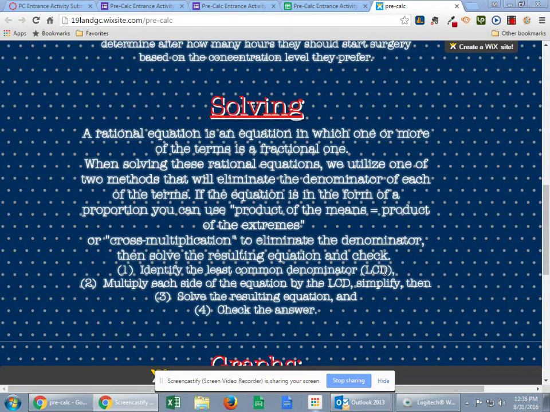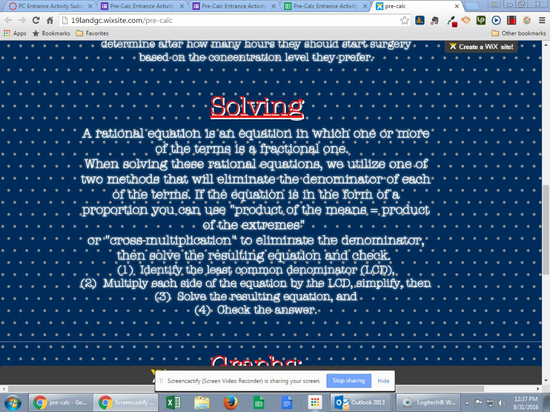A rational equation is an equation in which one or more of the terms is fractional. When solving these rational equations, we utilize one of two methods that will eliminate the denominator of each of the terms. If the equation is in the form of a proportion, you can use product of the means equals product of the extremes, or cross multiplication, to eliminate the denominator. Then solve the resulting equation and check.